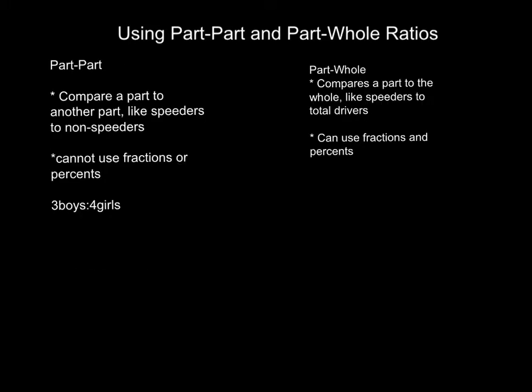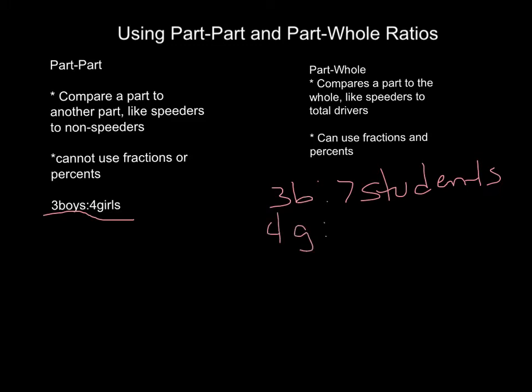Let's look at an example. I have 3 boys to 4 girls, which is an example of a part-to-part comparison because I'm comparing 3 boys to 4 girls. If I wanted to switch that to a part-whole comparison, I can say 3 boys to 7 students because 3 plus 4 is 7, or I can say 4 girls to 7 students.